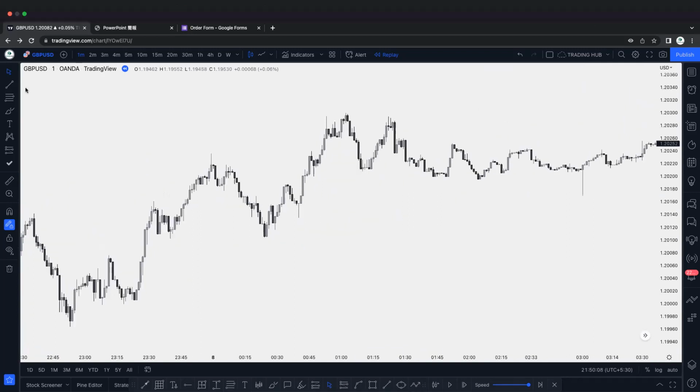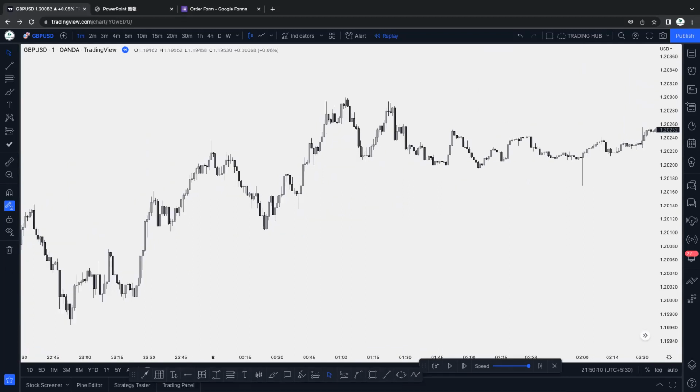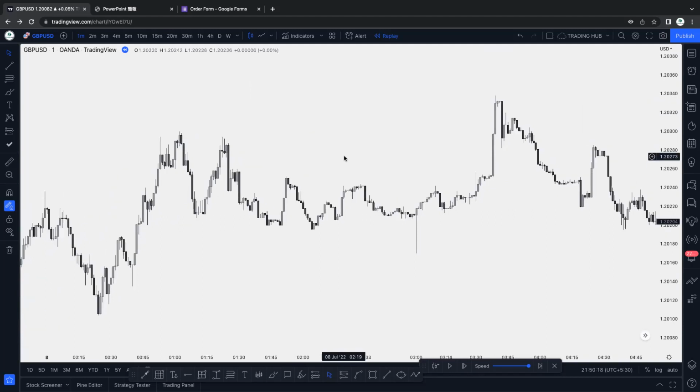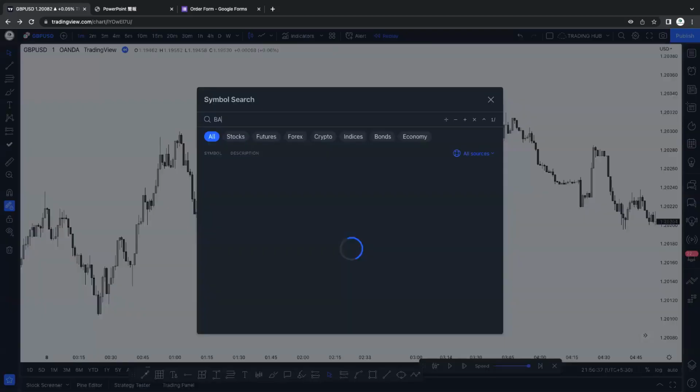I think it's 9:50. I think 1 hour and 30 minutes. So I think we should finish this session. In lower time frame, sometimes Bank Nifty. Okay, let me open the chart. Bank Nifty.